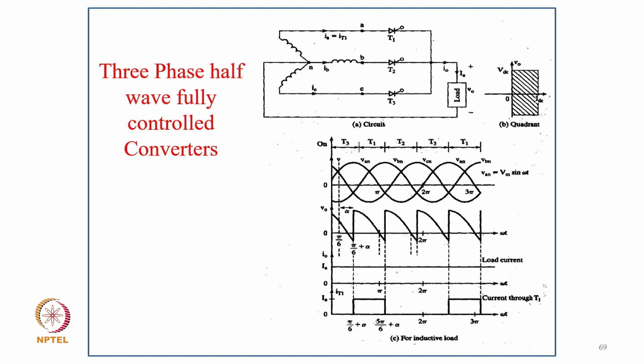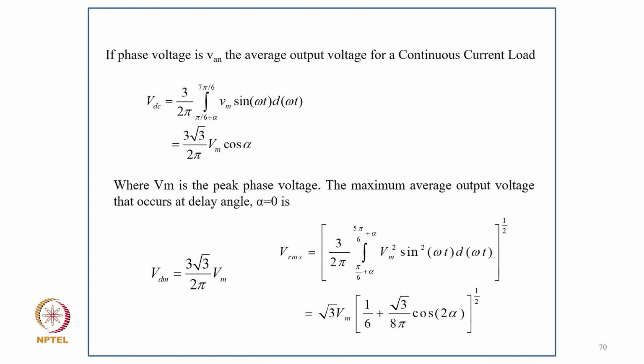So coming to the 3-phase half-wave controlled converter with 3 thyristors and diode, you can see the output voltage, the load current, and the supply current. Here, the phase voltage Vn is the average output voltage. For continuous load current, VDC equals 3 by 2 pi, integral from pi by 6 plus alpha to 7 pi by 6 of Vm sin omega t d omega t, that is 3 root 3 by 2 pi into Vm cos alpha, where Vm is the peak voltage.